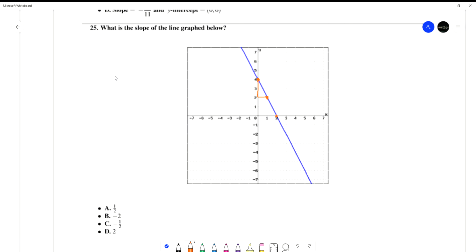So down 2 means negative 2 over right 1. That means my slope is negative 2. And as you can see, if you go down 2, right 1, it'll stay on that line. So that's my slope: negative 2. m is equal to negative 2. And that's the end of the exam.